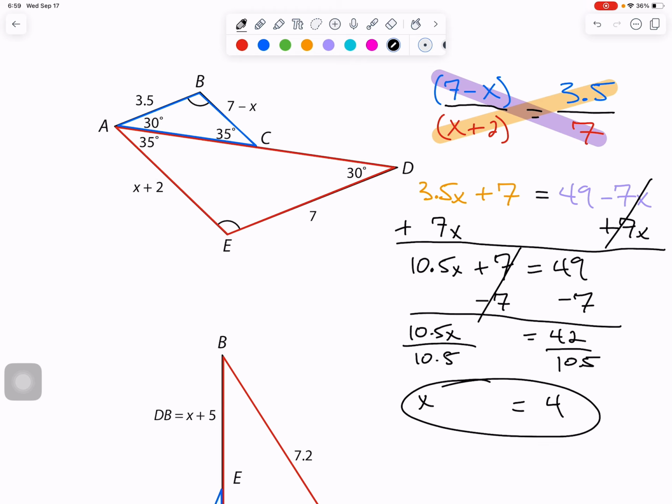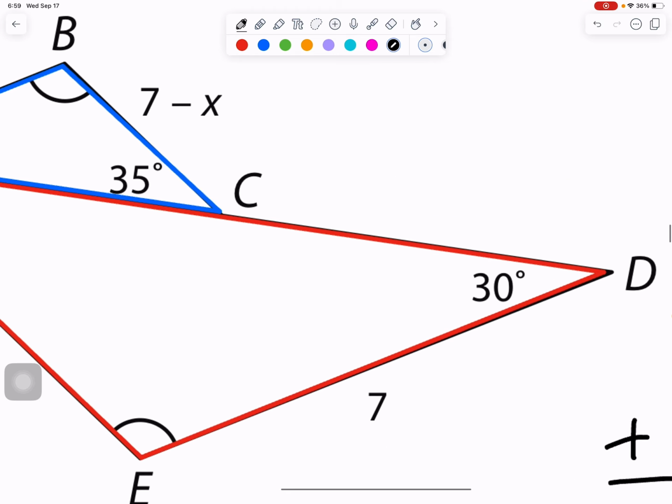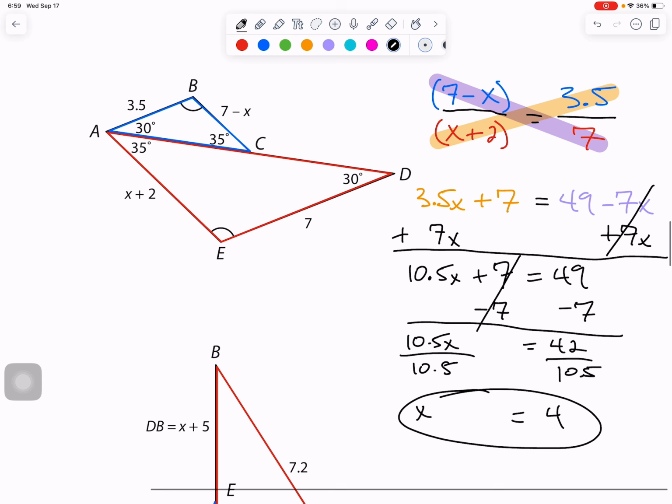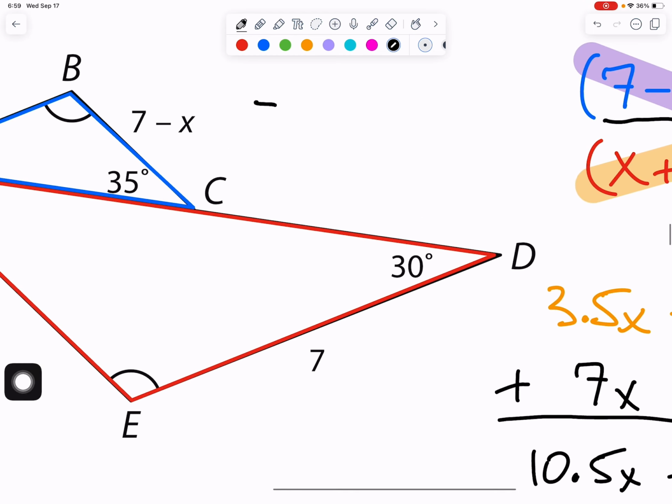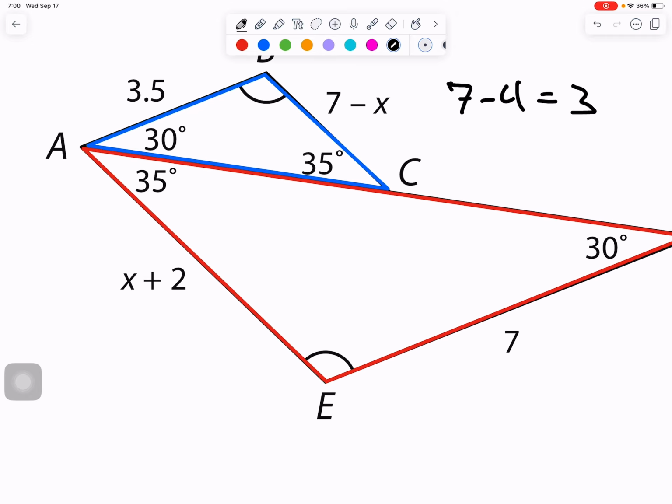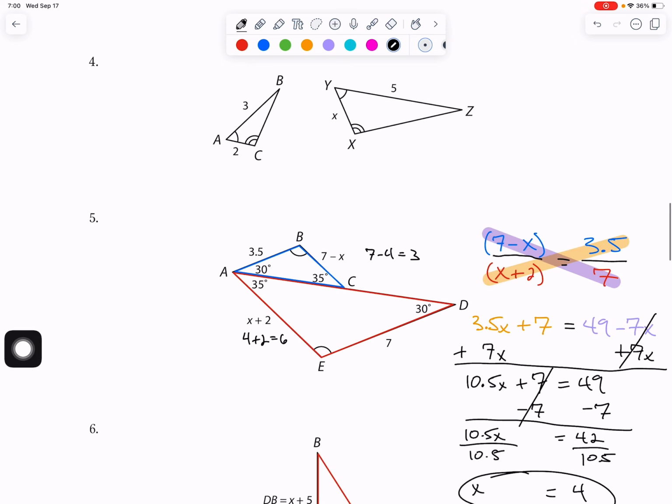Circle your answer. If it's looking for a side length, we know that x equals 4, and we can just plug it in. So BC would be 7 minus 4, which equals 3. So side length BC is 3. And we will also do 4 plus 2, which equals 6. So side length AE is 6. Does that make sense? Wonderful. And how can you know? Well, 3.5 times 2 is 7, and 3 times 2 is 6. They share the same scale factor.